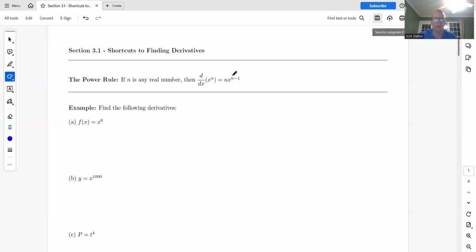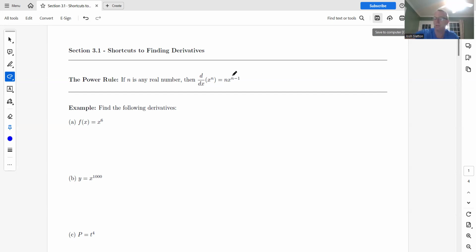All right, so we're going to start chapter 3 here. This chapter is mostly about learning how to differentiate various types of functions. And as you can see from the title of this section, we're going to learn some shortcuts to finding derivatives.